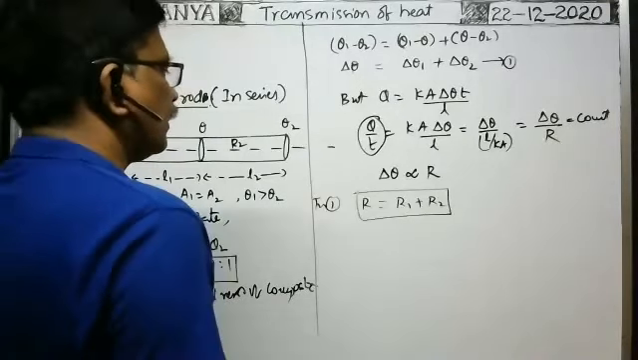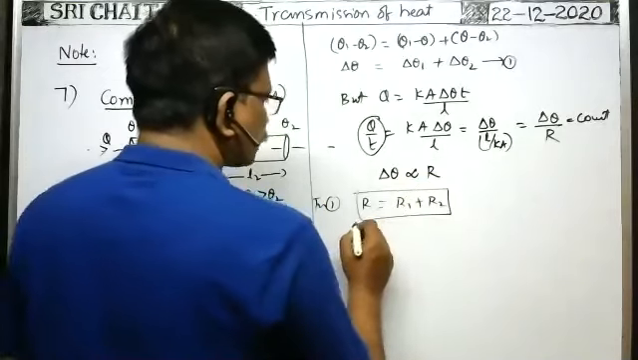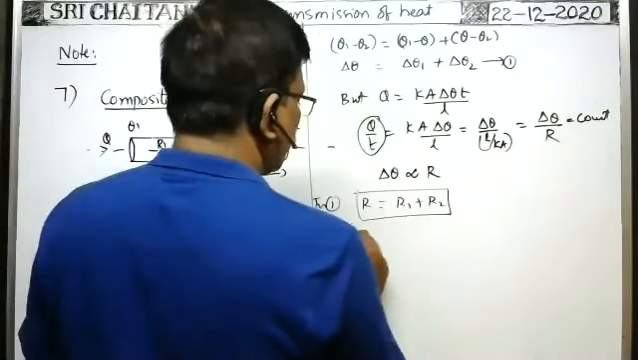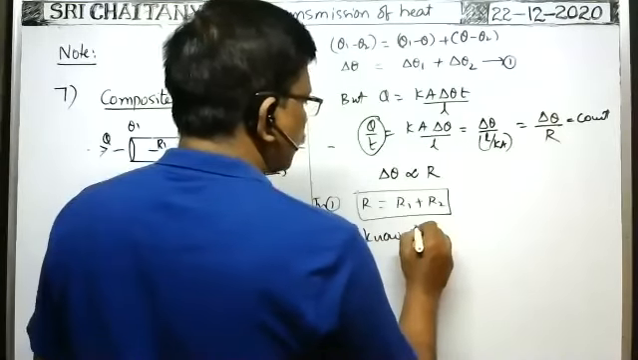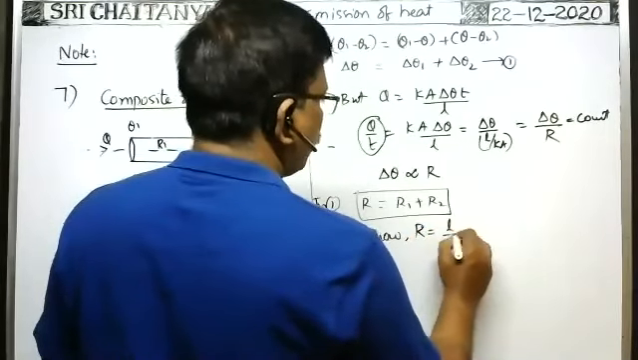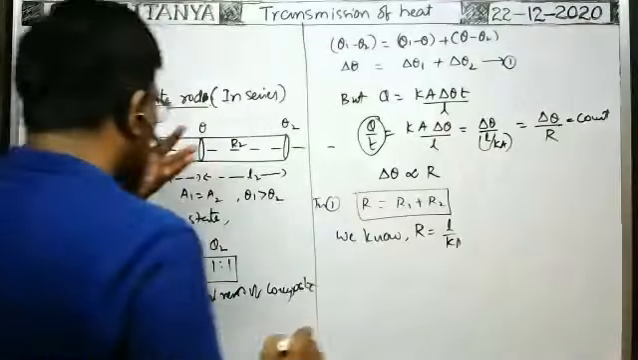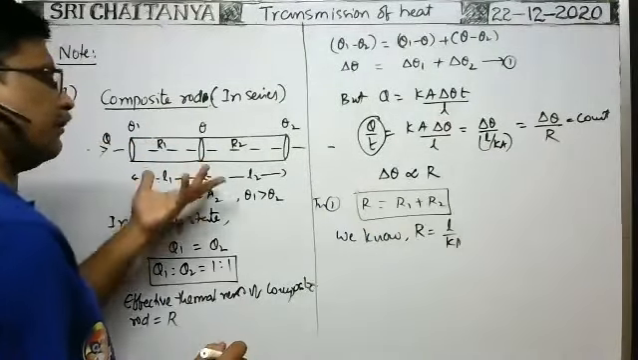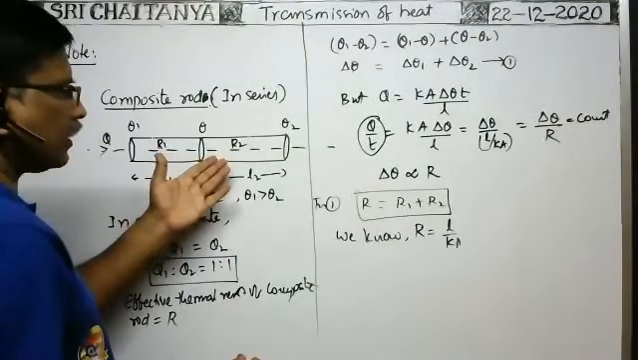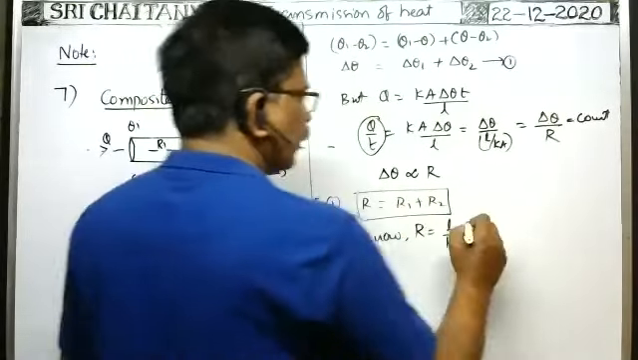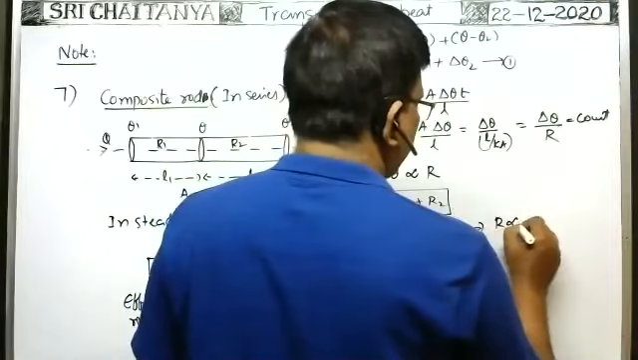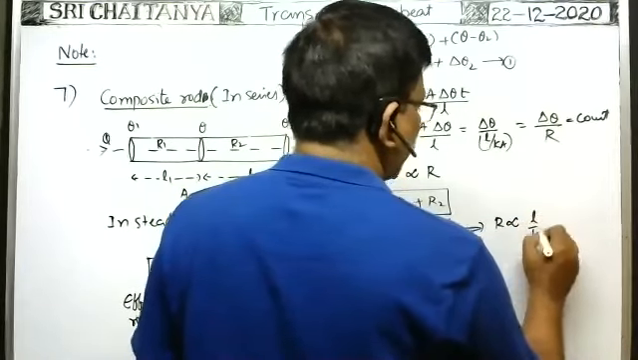Effective coefficient of thermal conductivity. We know thermal resistance R is equal to L by KA. As the two rods are in series, generally the area of cross section will be the same. That implies thermal resistance is directly proportional to L by K, we can write.